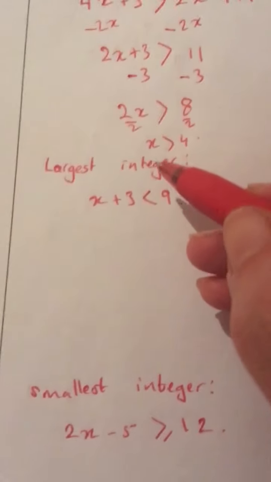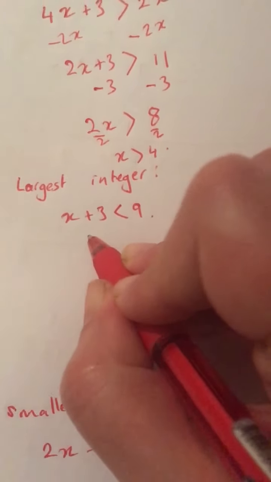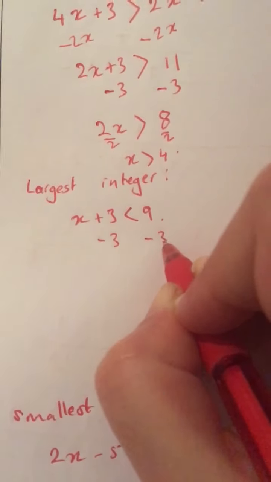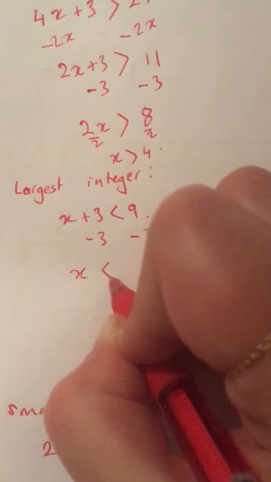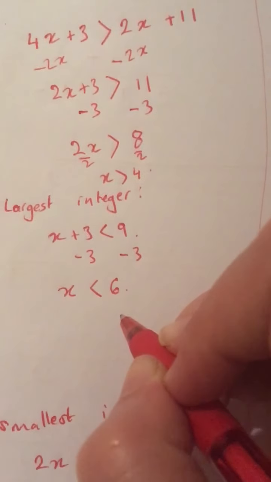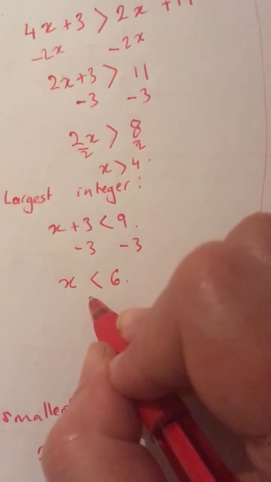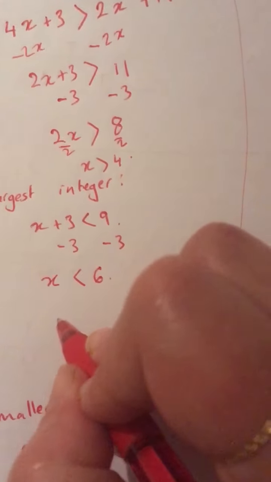For this one, I've got state the largest integer. To get x by itself, I subtract 3 on both sides. That gives me x is less than 9 take away 3 is 6. So because it says x is less than 6, the biggest number, the biggest integer x can be is 5.